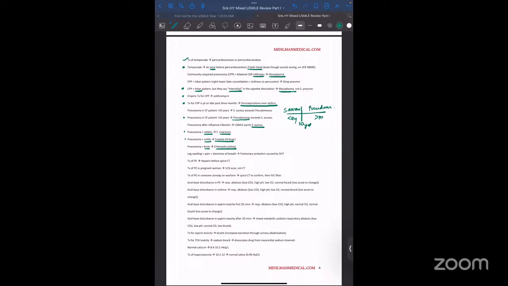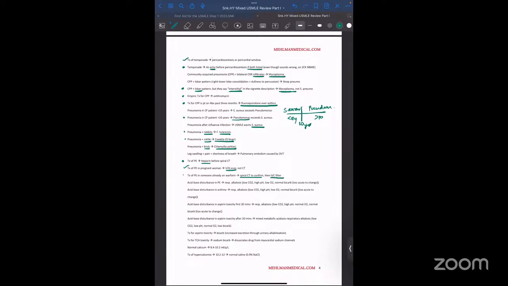Leg swelling plus pain plus shortness of breath is pulmonary embolism caused by DVT. Treatment of PE is heparin before spiral CT. Treatment of PE in pregnant women is a scan, not CT. Treatment of PE in someone already on warfarin: spiral CT to confirm, then give an IVC filter.